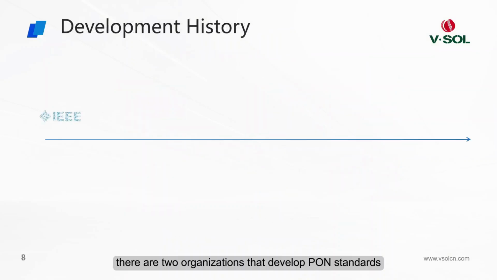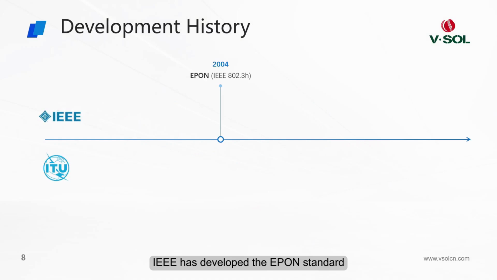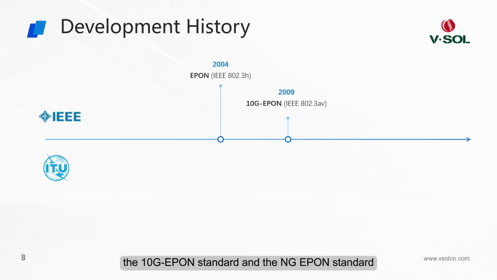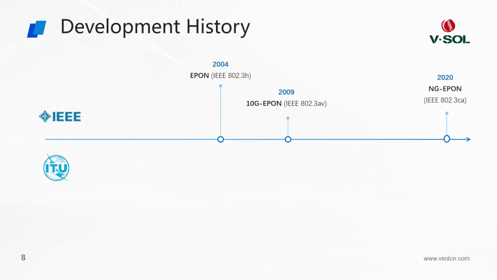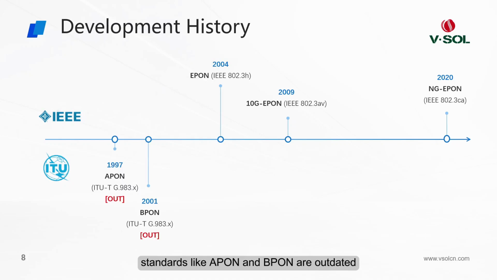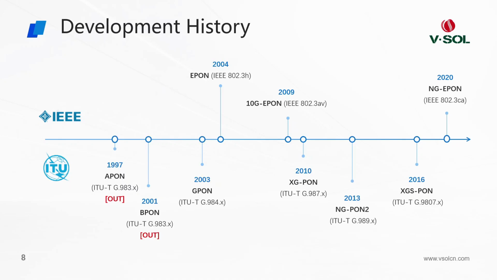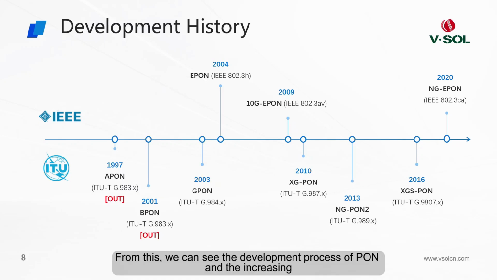There are 2 organizations that develop PON standards, IEEE and ITU. IEEE has developed the EPON standard, the 10G EPON standard, and the NG-EPON standard. ITU worked on PON earlier and developed many standards. Standards like APON and BPON are outdated, and GPON is popular now. XGPON, XGS-PON, and NG-PON2 are gradually becoming popular. From this, we can see the development process of PON and the increasing bandwidth.